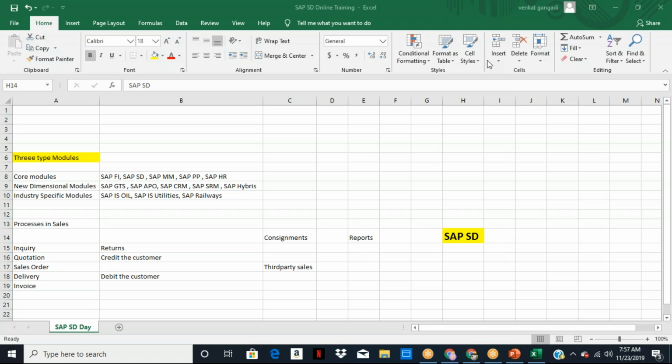One is the configuration. Even though the standard design is there, it still has to be configured according to your client. Though SAP has given the standard functionality of the standard design, it still has to be configured according to client requirements.